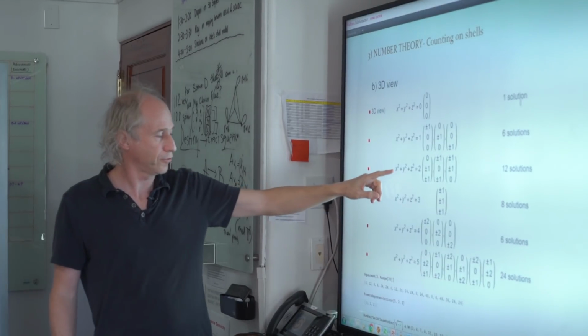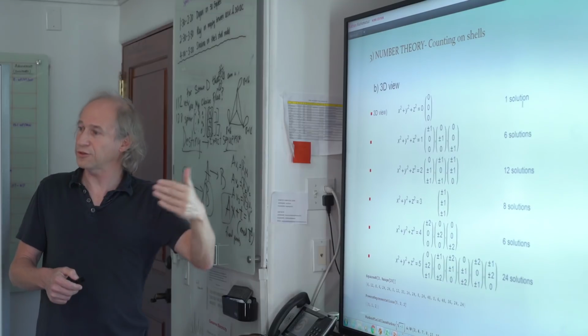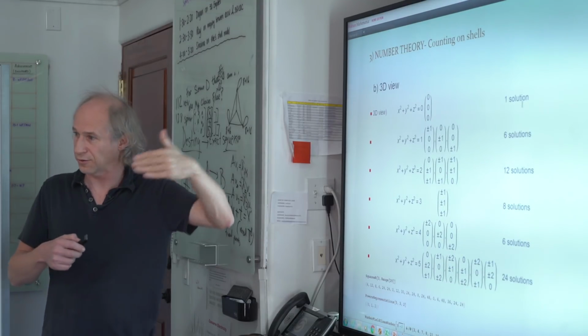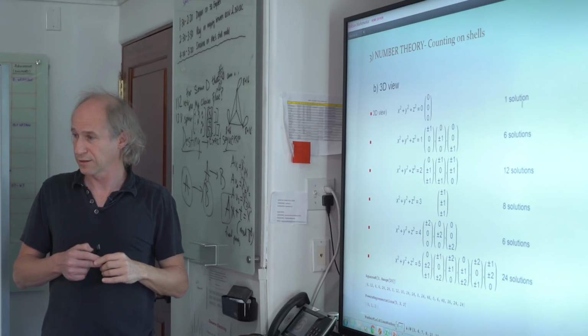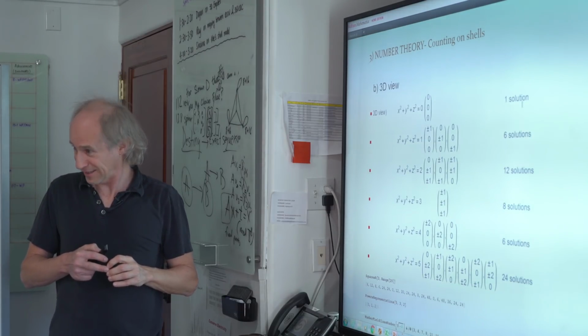So, for example, in 2D, will you have more solutions as well? Ah, more solutions as well, where the radius is growing. Yes, naturally. Okay. Yes. This is really unexpected. Basically, this connection of number theory is really unexpected.